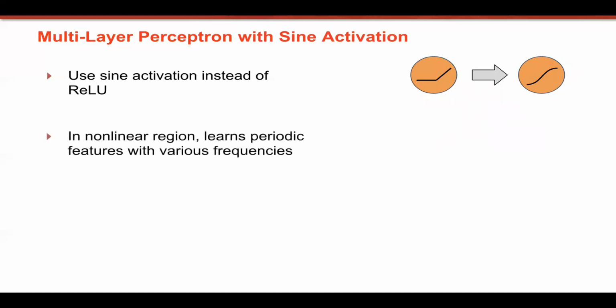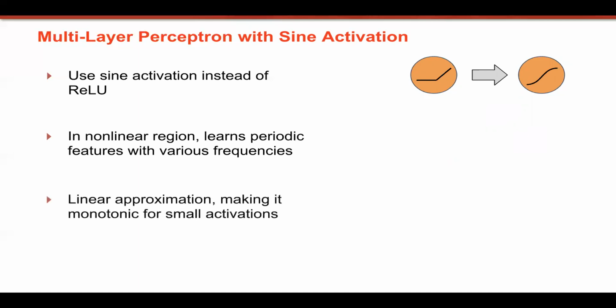The sine wave has the attractive feature that in its nonlinear region, for larger activations, it could more easily learn periodic features within the input data. And these features can vary by frequency, which it could learn just by adjusting the weights of the network. Also, if the activations are small enough, the first order linear approximation is just the identity function, making the activation function monotonic like the rest of the standard activation functions currently used.